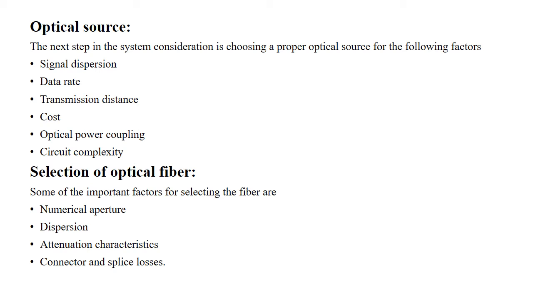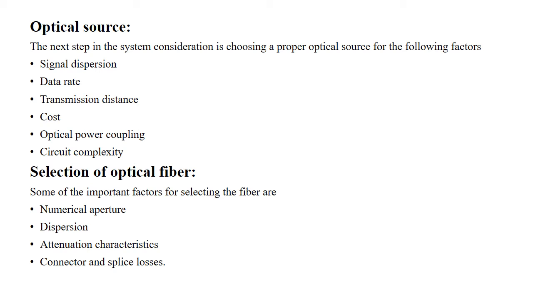The spectral width of the laser output is much narrower than the LED. In the 800 to 900 nanometer region, an LED is used where the data rate distance product is limited to around 150 megabits per second kilometer. The laser diodes will couple 10 to 15 decibels more optical power into the fiber than an LED.